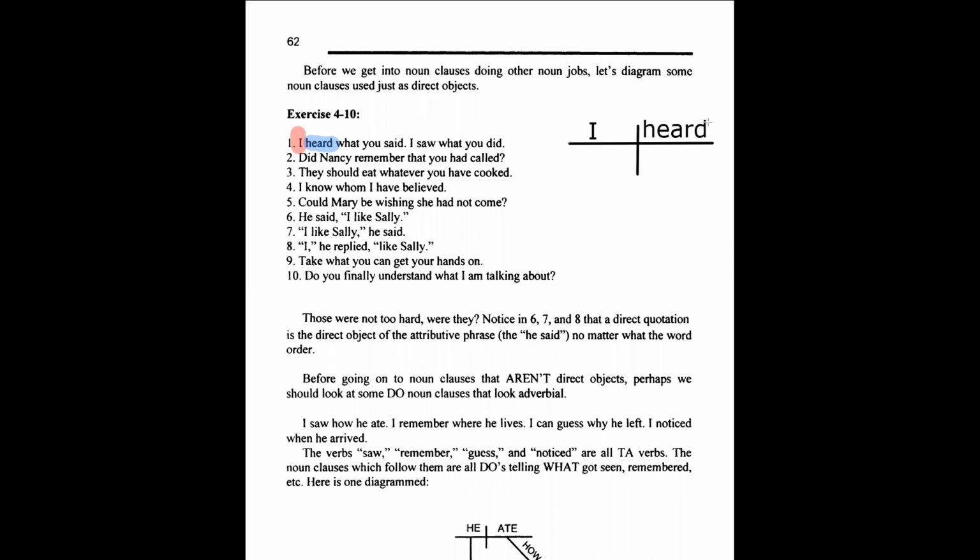So for the verb heard, what did you hear? I heard what you said. What you said. Let me put it in a different color just so you can see it on the black screen. Then I'm going to diagram it. I have to diagram that whole direct object, which is a noun clause, just like a normal sentence, but on this little hangman. You don't have to make it so tall, obviously.